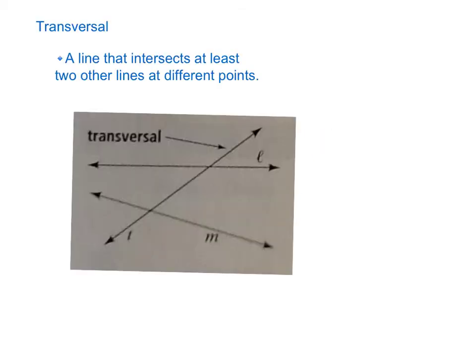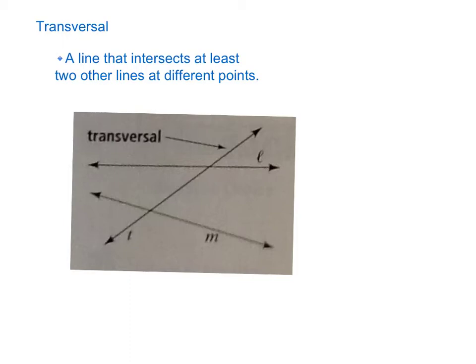Alright, we're going to continue looking at angles, but now we're going to look at when we have parallel lines involved with angles. One key vocabulary word here is the word transversal. A transversal is a line that intersects at least two other lines at different points.